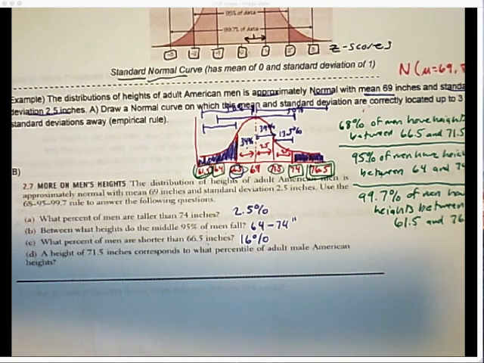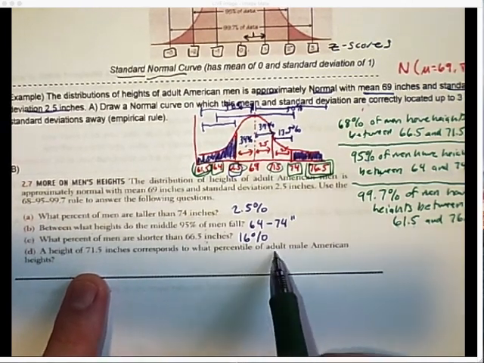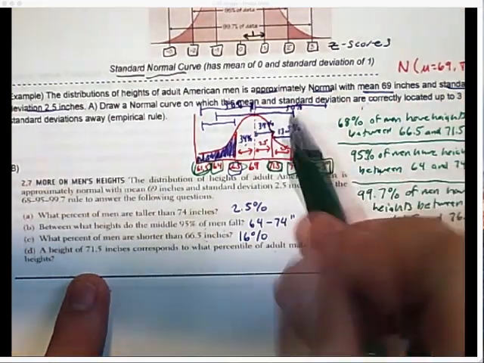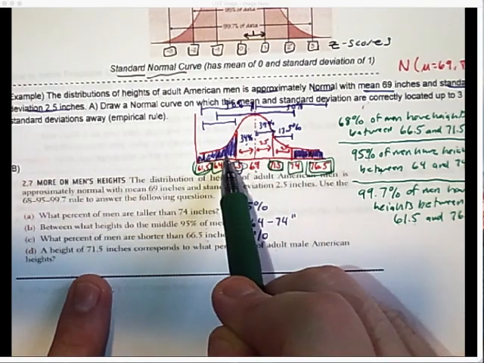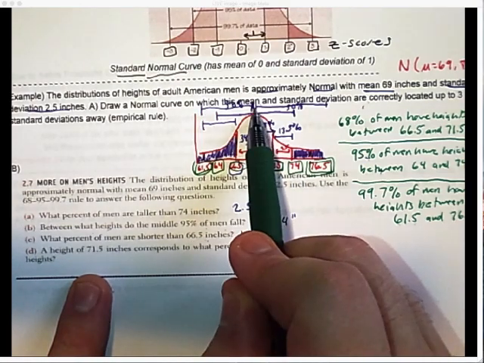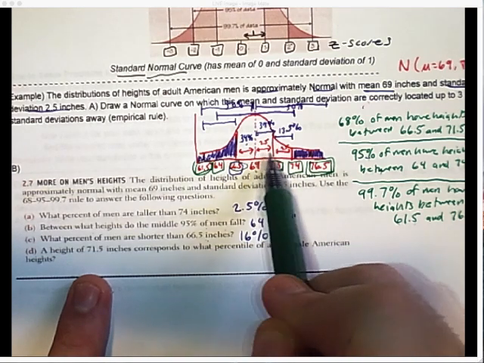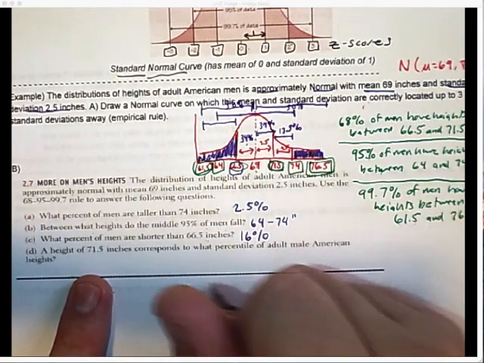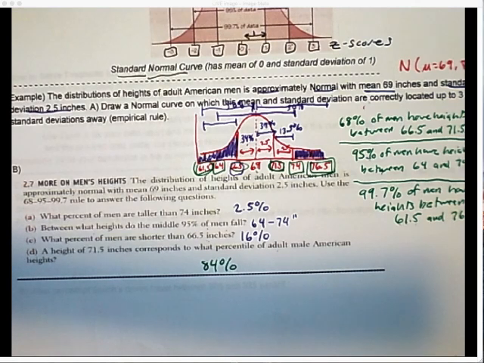All right, and question D says, a height of 71.5 inches corresponds to what percentile? Here's where the 71.5 is. We know that 50% of the data are less than 69, so we're already up to 50. Now to get up to this part, you need to add in another 34%. So 50 plus 34 would be 84. So that's 84%.